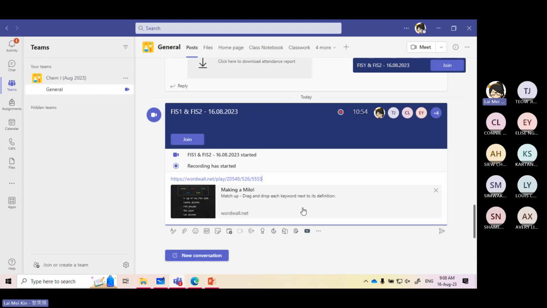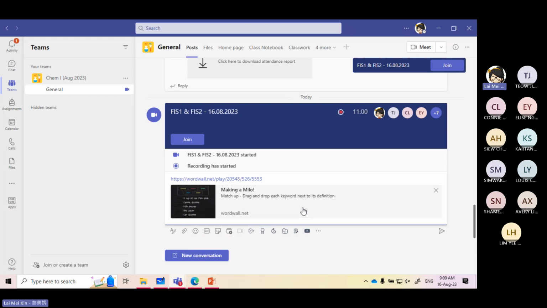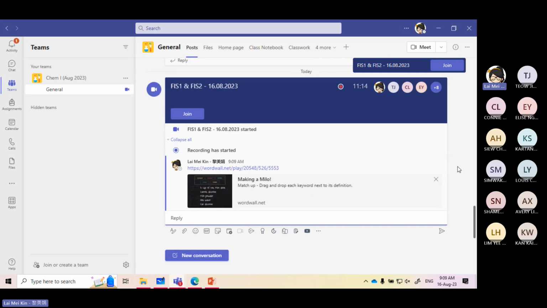This is a game of making a Milo. Let's say I have Milo powder. Do you call it solute, solution, or solvent? If I have hot water to make Milo, what do you call it? So you mix and match to the correct answer. I'll give you 1 minute to try this.